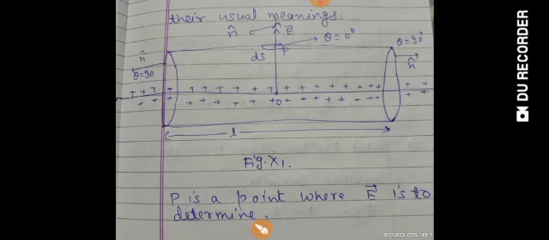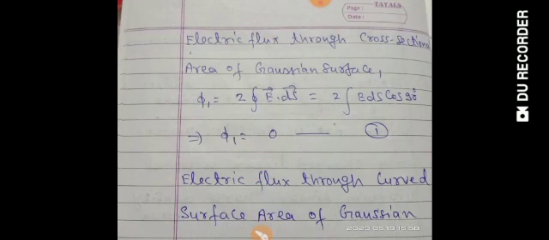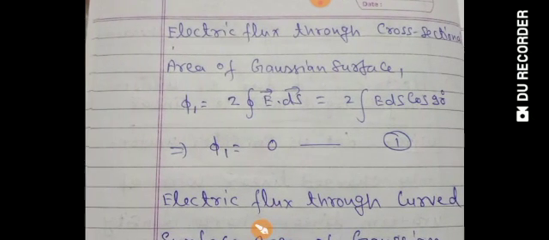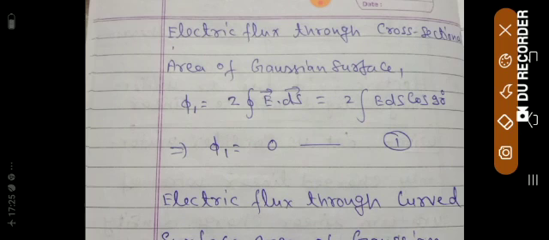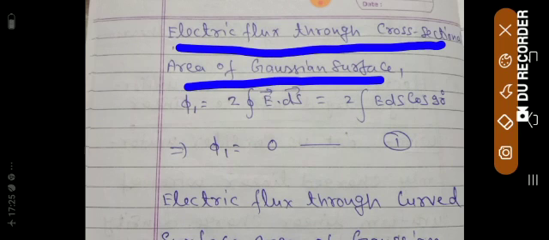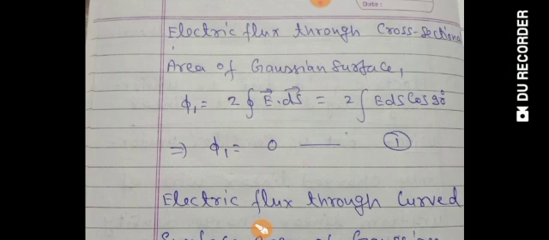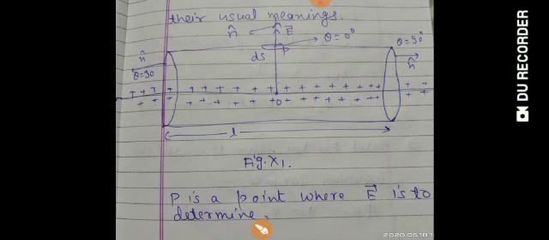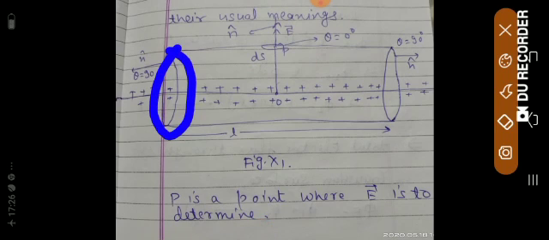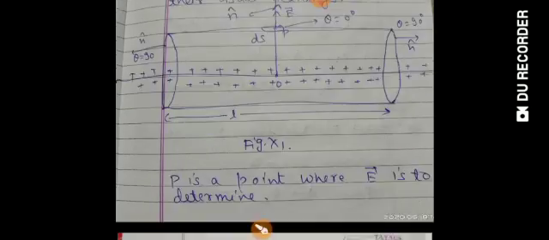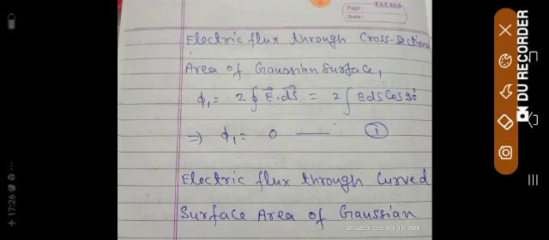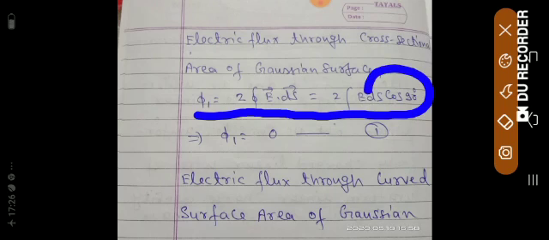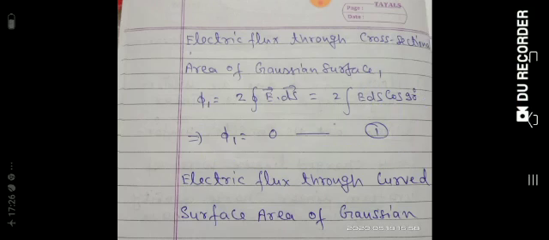I am going to apply the Gauss theorem there. This is your electric flux through the cross-sectional area of the Gaussian surface. Yes, phi 1 equals 2 E dot ds. Why 2 E dot ds? I am going to show you one more time in the video. There are two cross-sectional areas, this one and this one. From both, the angle is 90 degree. So come to the next page. Yes, this one: 2 E dot ds, and cos 90 is 0. So no flux through this cross-sectional area. So this is your equation number 1.